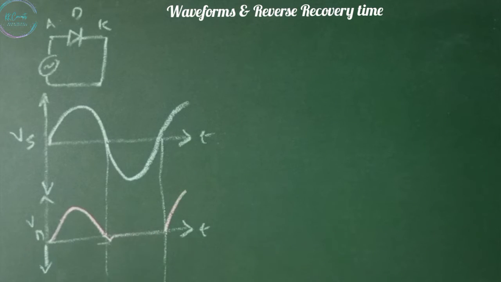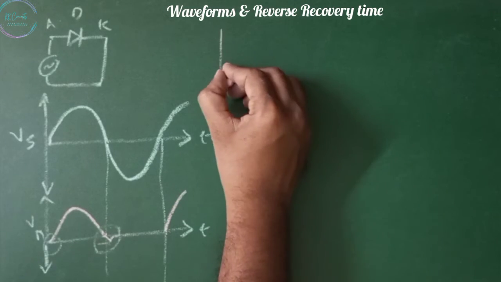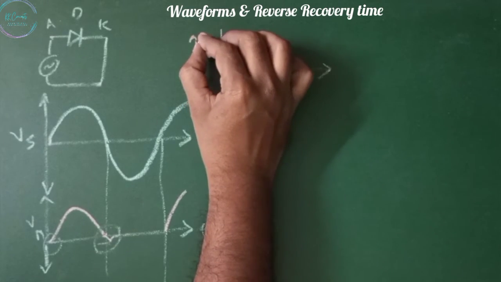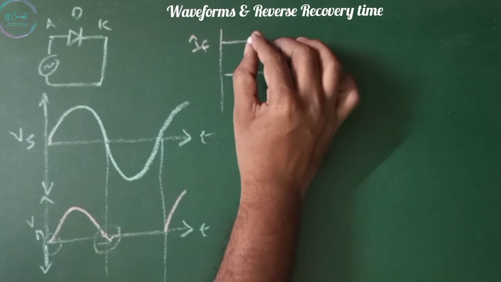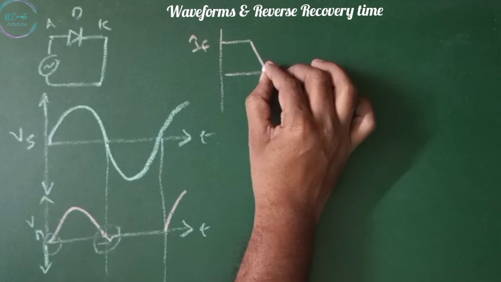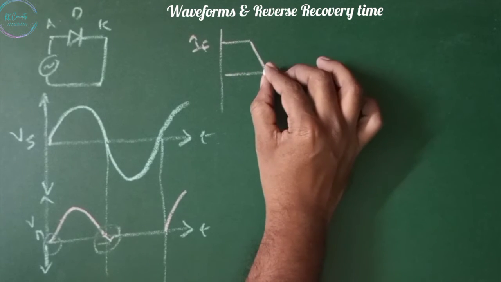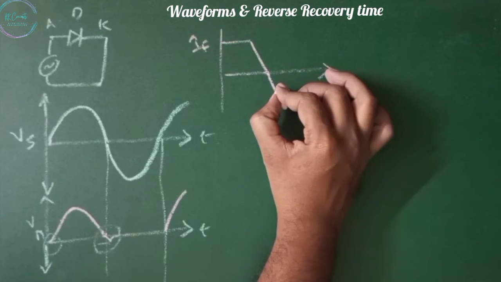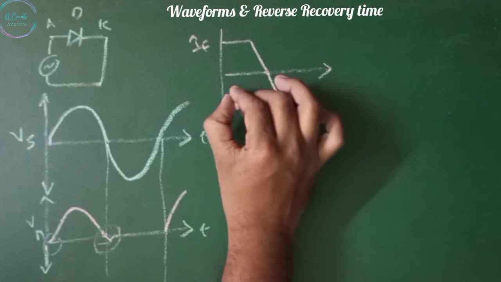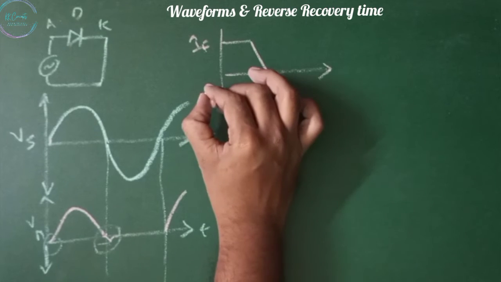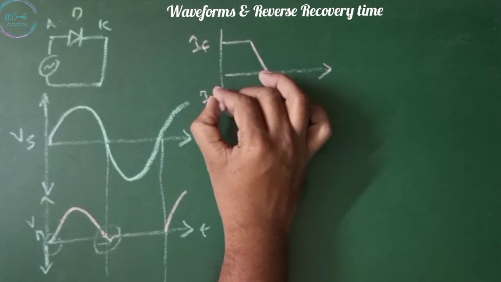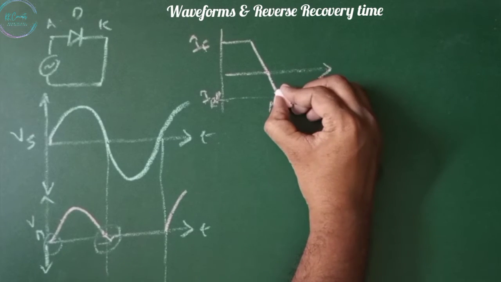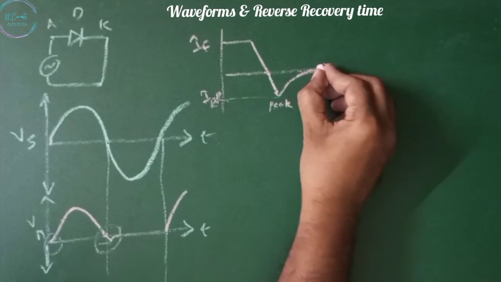Try to concentrate on this part. Let us draw the waveform for this. This is the forward current of the diode, and then it starts coming to 0. After reaching 0, it does not stop there. It goes to some negative peak. This is IRR, the reverse recovery current, and this is the peak value. From here it starts going back.